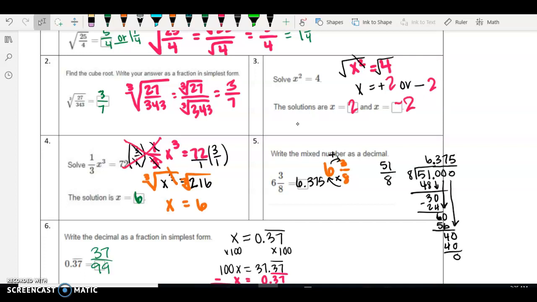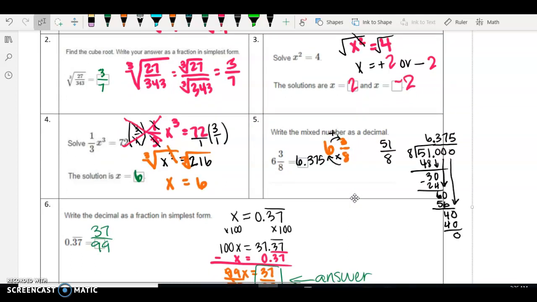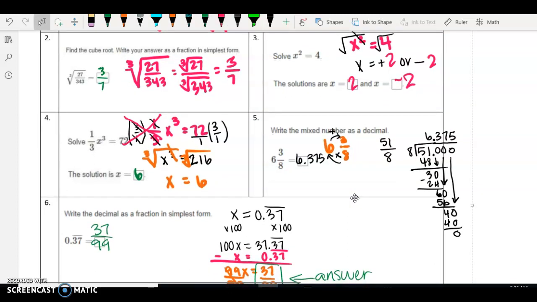Subtract those, you get 6. Bring down another 0. And then 8 goes into 60 7 times, and that gives us 56. Subtract that and you get 4. Bring down that third 0, and we get 40. So 8 goes into 40 5 times, and that gives us a remainder of 0. So our decimal is 6.375. It is not repeating, so do not draw a line above it.